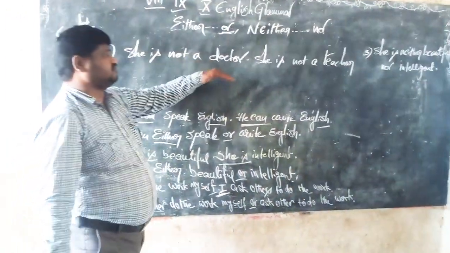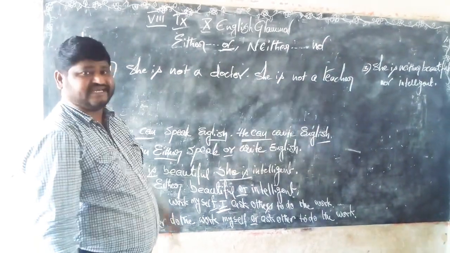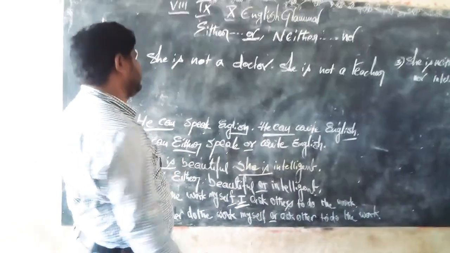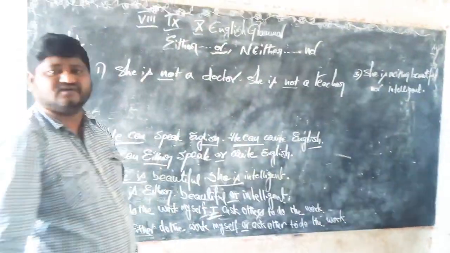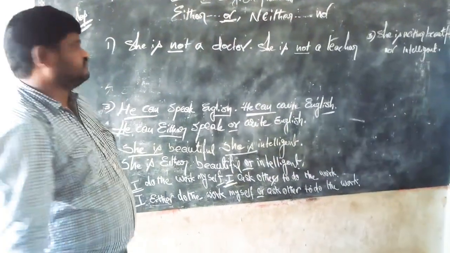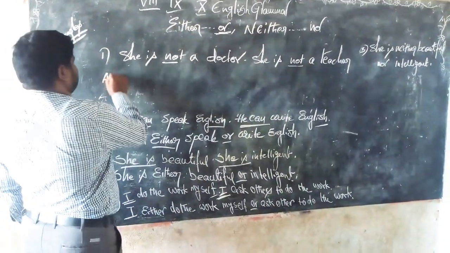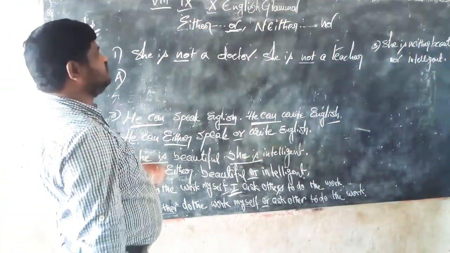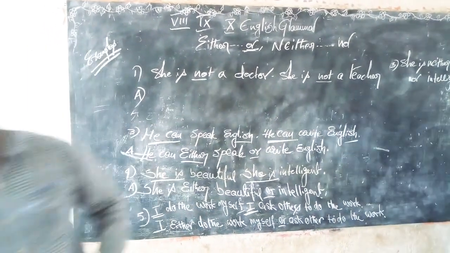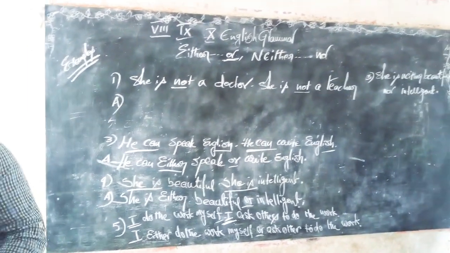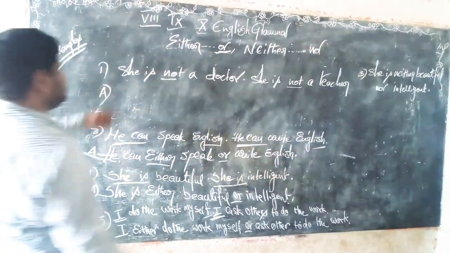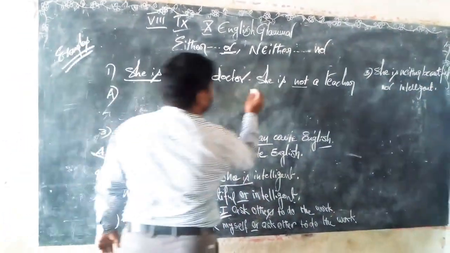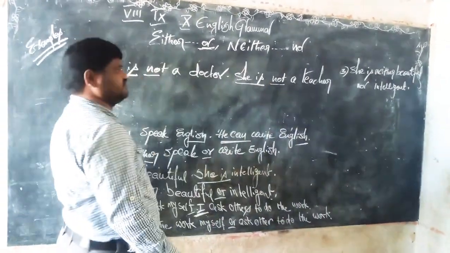Now we are going to write it with neither nor. In the neither nor sentence, we have a not word. Friends, what is the answer? Here, what is the singular word? What is the singular word, friends? "She is" is the singular word, and here also "she is" is the singular word.